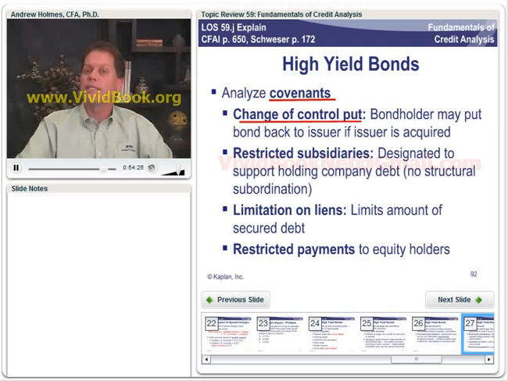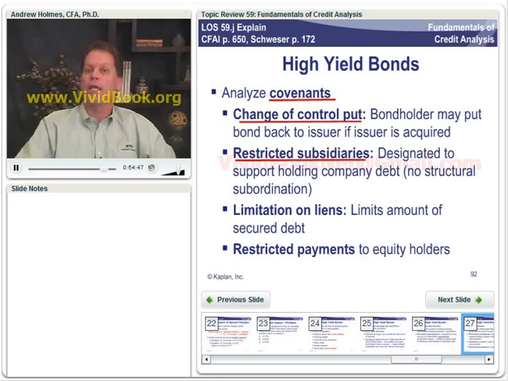Restricted subsidiaries, okay, this is targeted at what we just talked about with the structural subordination. What that says is, look, we're going to loan money to the holding company, but then the holding company, who's in charge of the subsidiaries, is going to be prevented from allowing any of the subsidiaries to issue debt in a way that would create structural subordination. So we're going to restrict that if we can.